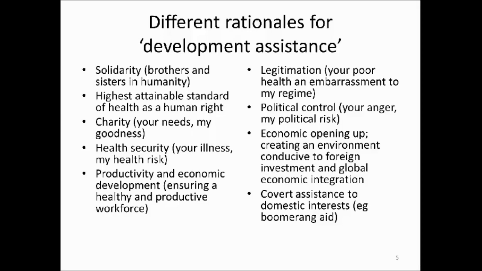Political control, your anger, my political risk, might be illustrated by the decision of Bismarck to introduce social insurance in 1883. The proletariat was unstable, were angry, they were living in really dreadful circumstances and very difficult working conditions. So he says, well, let's make access to healthcare more affordable by forcing the employers to contribute. It was effective. It achieved a progressive change, but the level of solidarity is not strong.